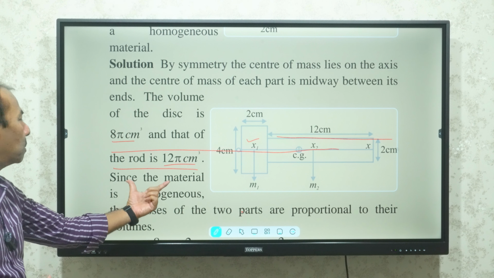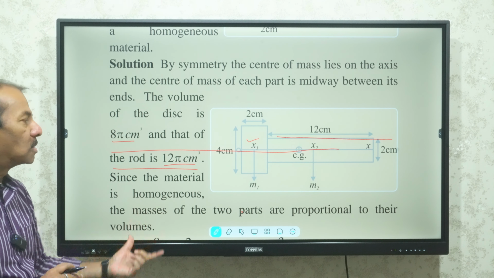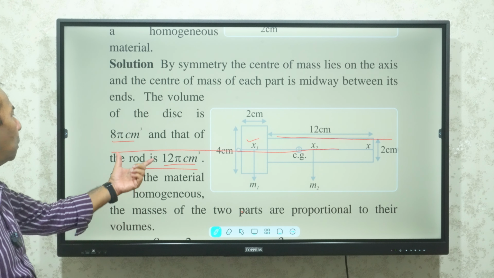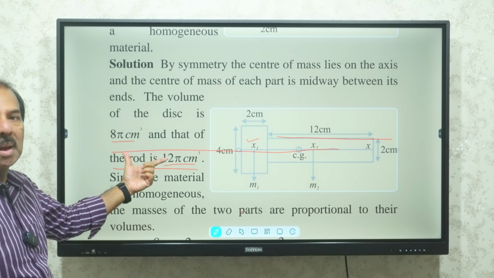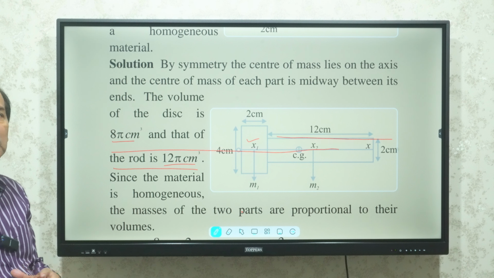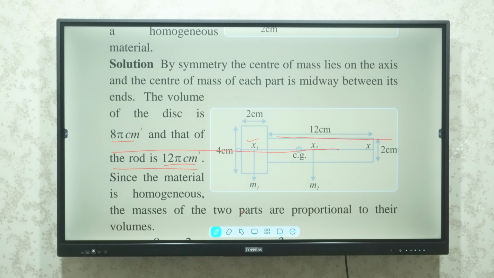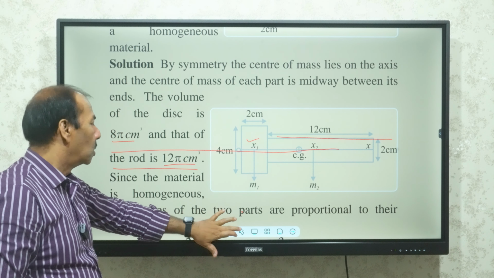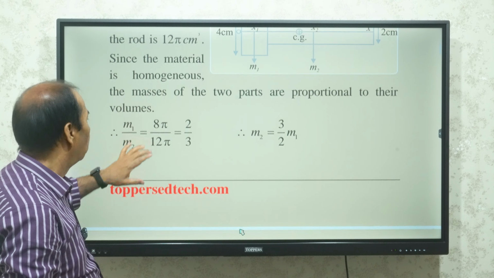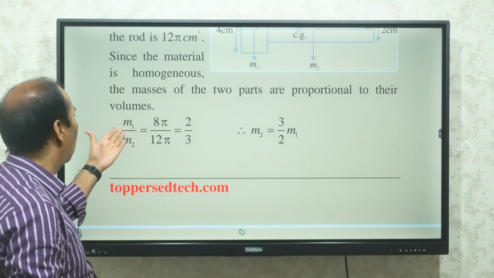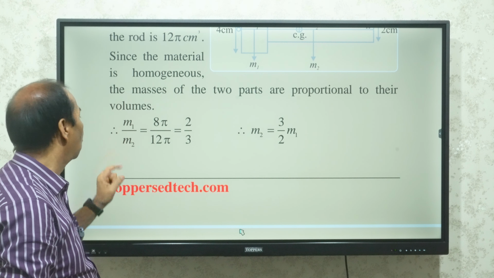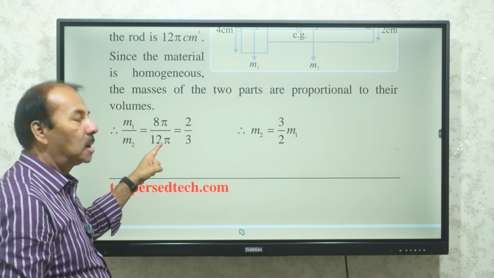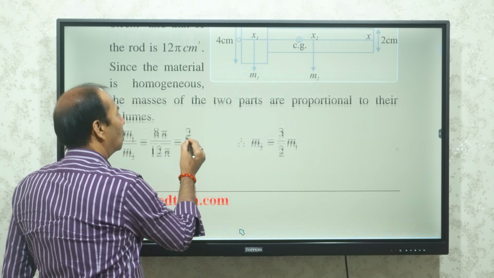Now the material is homogeneous, means the density is same. So the ratio of the masses will depend on the ratio of their volumes, because mass is volume into density, and the density gets cancelled. If M1 is the mass of the disc and M2 is the mass of the rod, then M1 by M2 will be 8 pi divided by 12 pi, so it is in the ratio of 2 by 3.